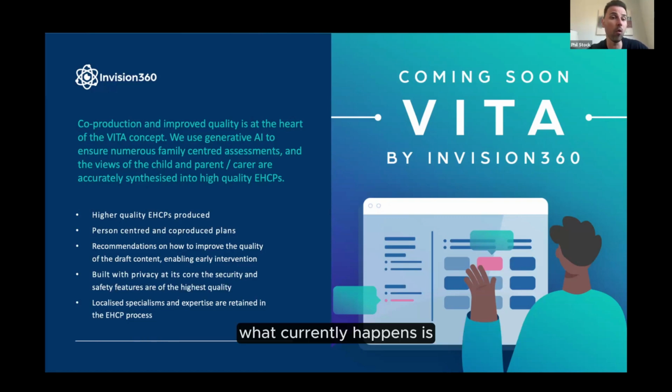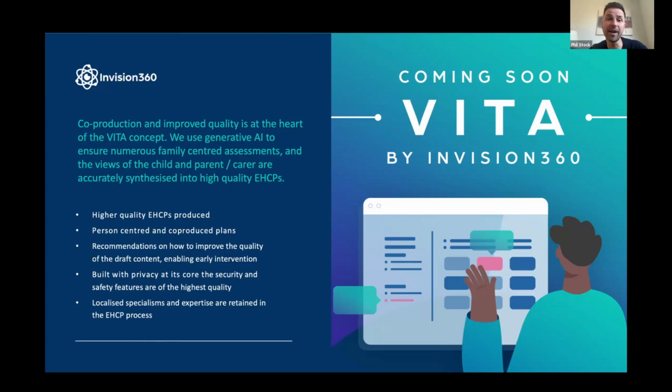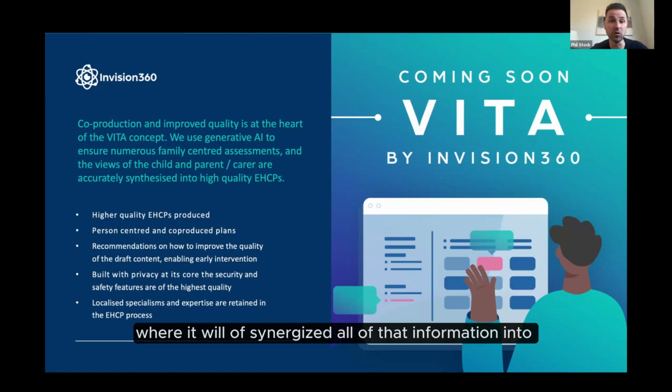What currently happens is all of that information is then fed into a local authority, and a professional will then read all of those different assessments, and then they will try and collate and thread them through into an education, health and care plan. And what we're seeing is that the plans aren't as strong as they potentially could be. Where generative AI is really well placed is when all those assessments are fed into a local authority, they can be uploaded to VITA, and VITA will provide information in minutes where it will have synthesized all of that information into a first iteration of some information in an EHCP template.